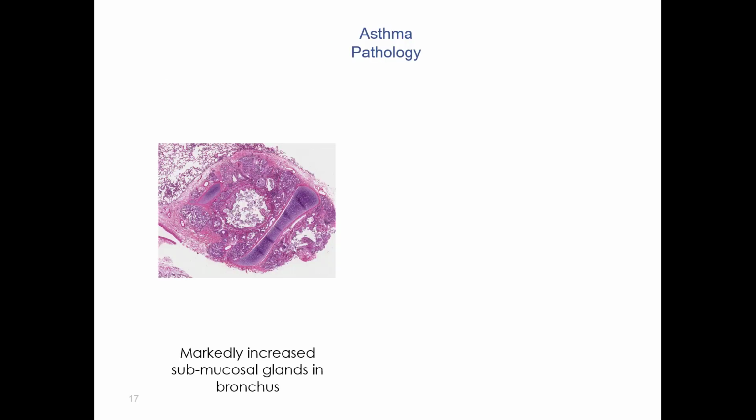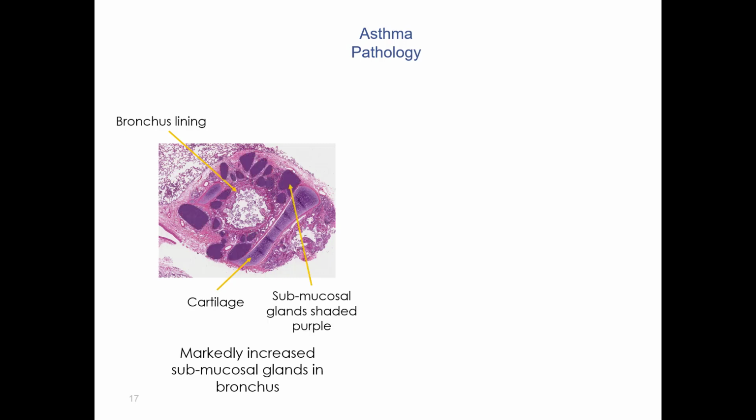Let's take a look at the pathology. Here is our slide that shows markedly increased submucosal glands in the bronchus. For orientation, here is the cartilage, and here is the bronchus lining. These purple shaded regions correspond to the increased amount of submucosal glands.